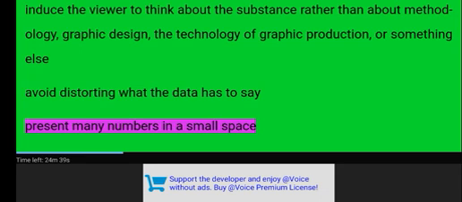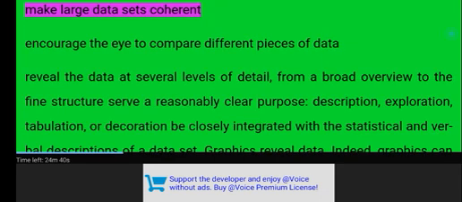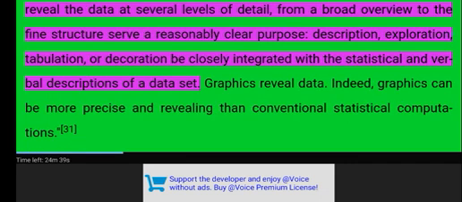Present many numbers in a small space. Make large data sets coherent. Encourage the eye to compare different pieces of data. Reveal the data at several levels of detail, from a broad overview to the fine structure. Serve a reasonably clear purpose: description, exploration, tabulation, or decoration. Be closely integrated with the statistical and verbal descriptions of a dataset.